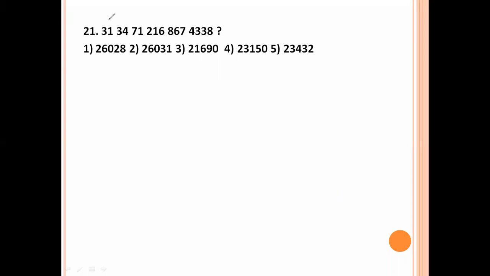Next one. 31, 34, 71, 216, 867, 4338. Difference more. More means multiplication. Into 1 plus 3. 31 plus 3, 34. Into 2, 68 plus 3. Into 2 plus 3. Into 3 plus 3. Into 4 plus 3 is the common. Into 5 plus 3. Into 6 plus 3. 8 sixes are 48 plus 3, 51. 51 means the last digit is 1. Only 1 option has last digit 1. So that is the right answer.